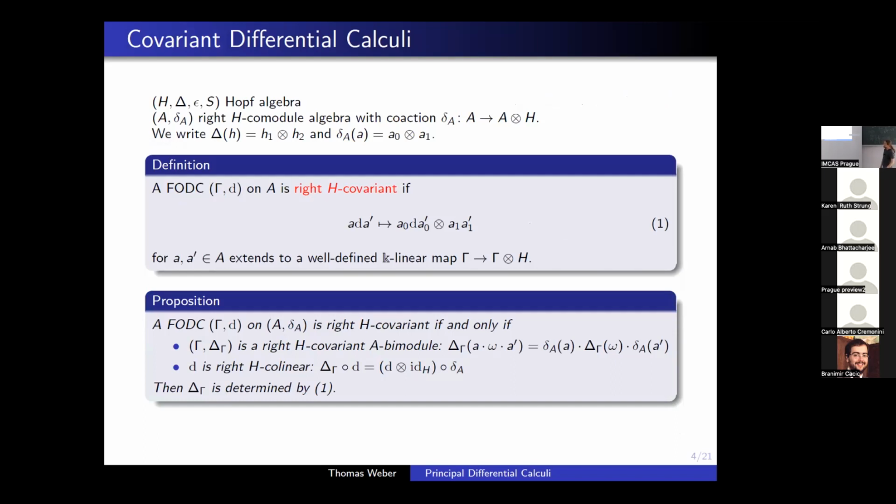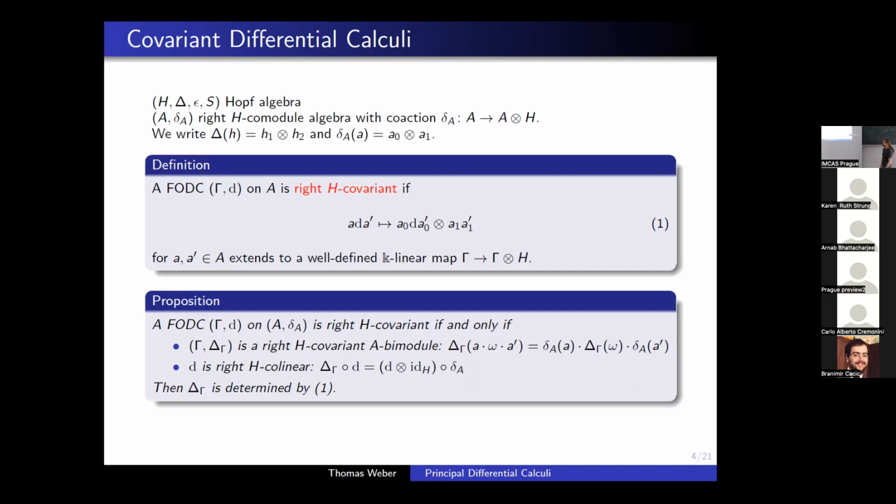So let's first say we are having a Hopf algebra H with a coproduct delta, co-unit epsilon, and antipode S. I guess all of you know what a Hopf algebra is, so I don't say anything about this. And a right co-module algebra is just an algebra with a right H coaction, and this coaction has to be an algebra map. This means co-module algebra. And this coaction is denoted by delta A.